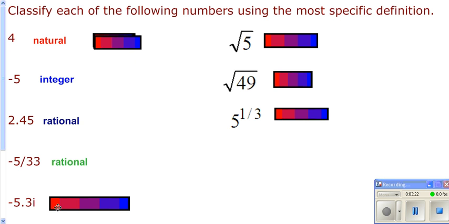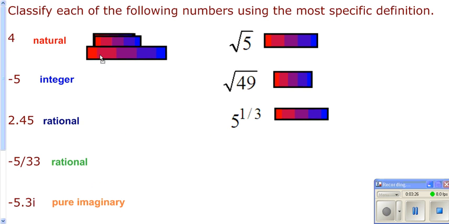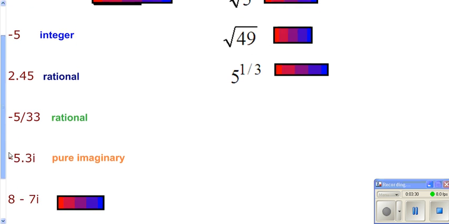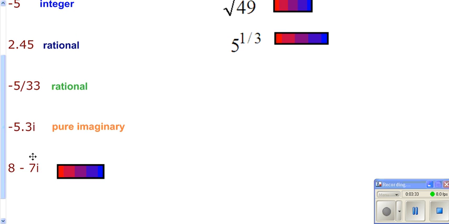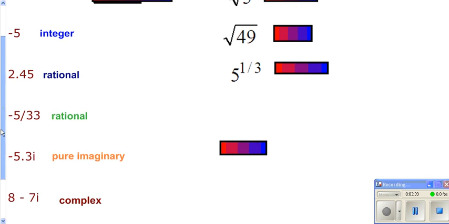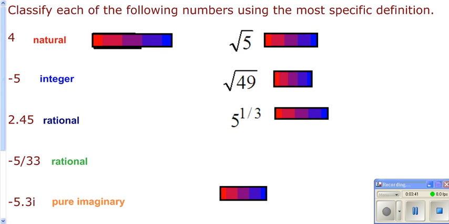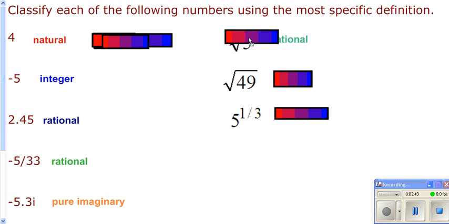This one here only has i's in it, so we would classify it as imaginary, but more precisely because it has only i's, it would be pure imaginary. This one here has the i's, but it also has the real part, so we just say it's a complex or imaginary number. This one up here is the square root of a number, and if it doesn't work out to be nice, then it's an irrational, which it is.